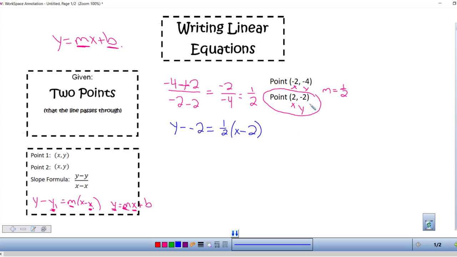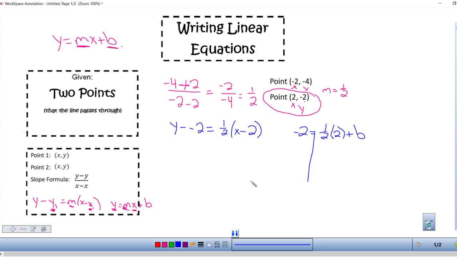Make sure that when we choose a point, we have to use the x and y value from that point. I can't choose the y value here and the x value here, or vice versa. It has to be the same point the whole time. So I can either set it up this way, or we can do y equals mx plus b. And I just plugged in my m, my x, my y values.